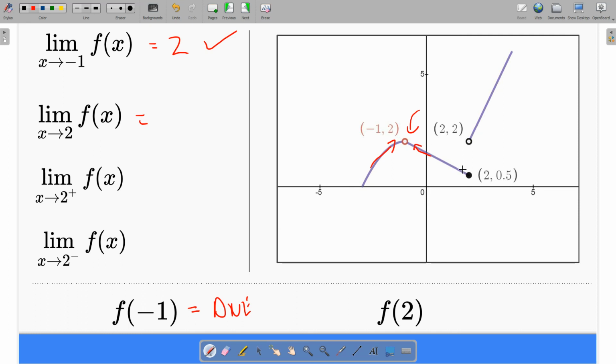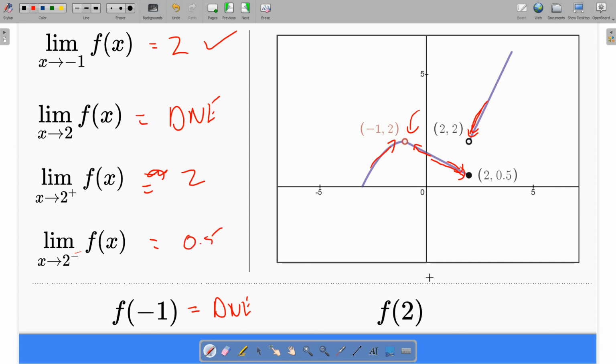As x approaches 2 from the left-hand and from the right-hand side, clearly those are 2 different numbers. So this does not exist. There is no limit as x approaches 2. However, if I look from the right-hand side, the limit is 2. As x approaches 2 from the left-hand side, it's 0.5.